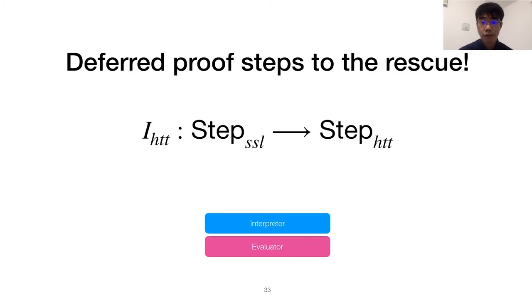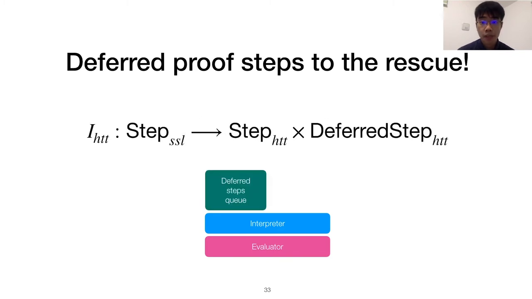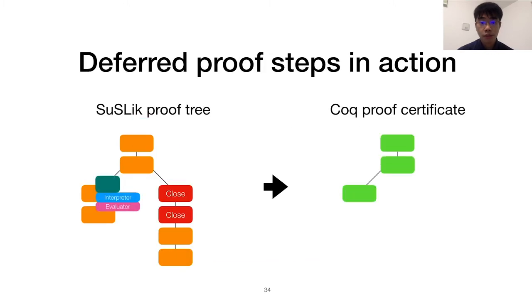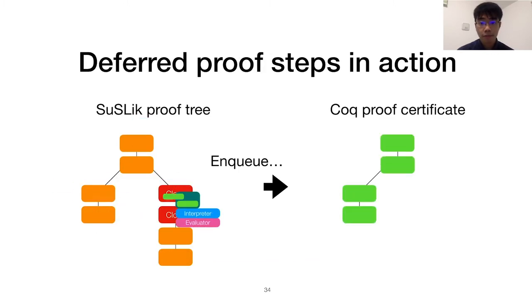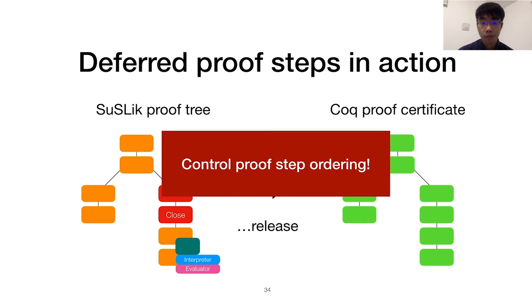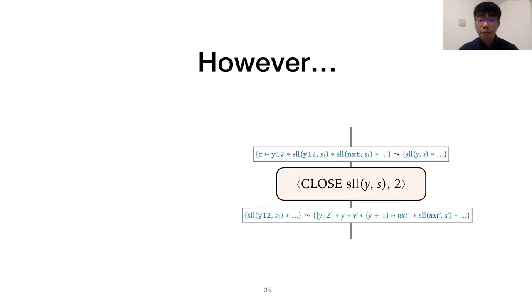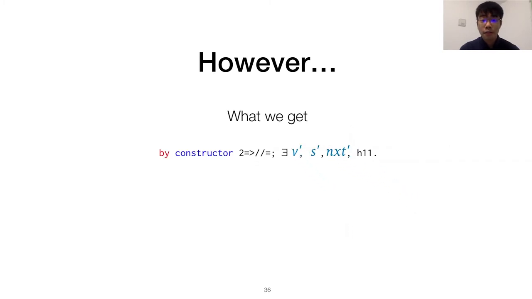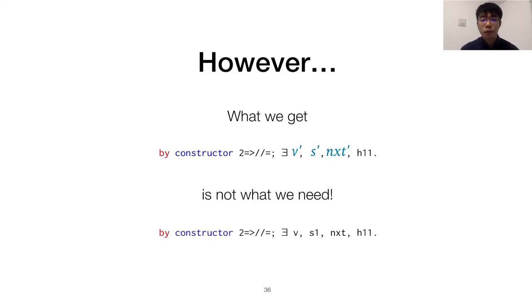Instead of emitting the counterpart step immediately, our interpreter can choose to add a step-producing computation to a queue. The queue grows with items during traversal and gets released at the end of the proof. Like a continuation, this gives the interpreter some control over how proof steps get ordered. But if you look at the deferred step that gets computed from the close rule, you'll notice that the existential variables of the unfolded predicate constructor don't quite match up with what's actually needed in the HTT proof.